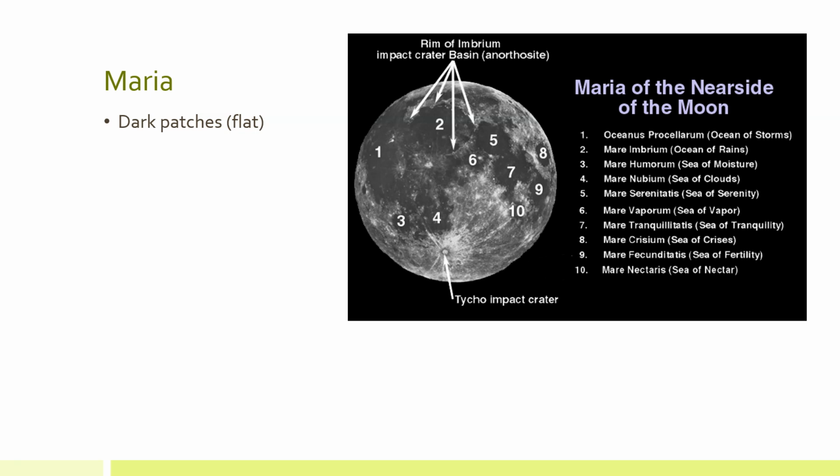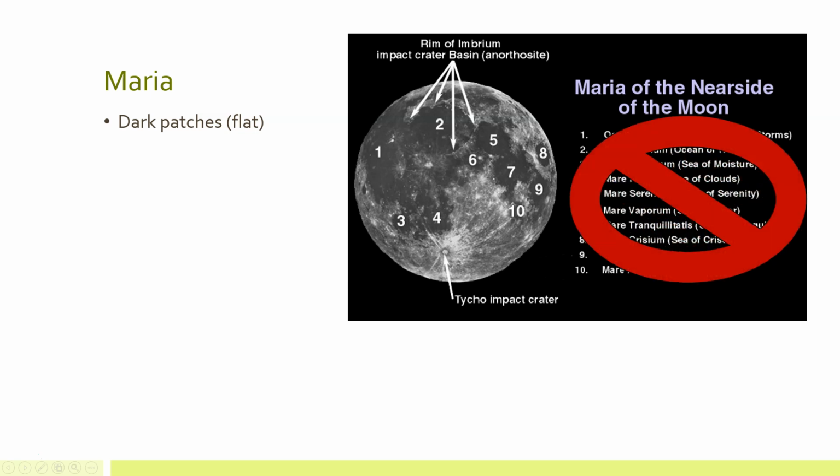If you look at the names of the maria labeled in the picture, you'll notice how the names are Latin and most begin with mare, meaning sea, and the English names in parentheses all refer to them as an ocean or a sea, and they are all of something, such as ocean of rains or sea of moisture. But again, today we know that there are no large bodies of water on the moon, so these are not really oceans or seas. So what are they?